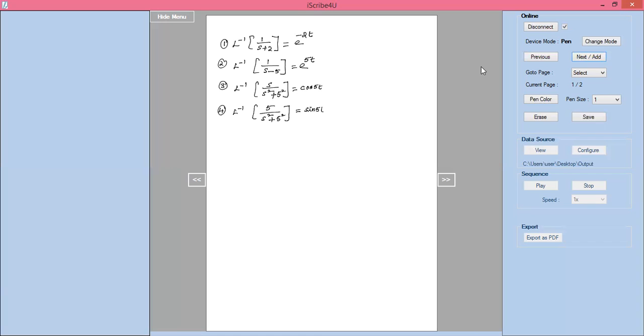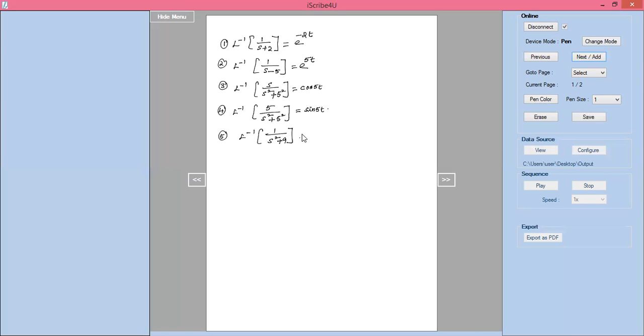Next one should be L inverse of 1 divided by s square plus 9, for example. So how do you write this one? There is no constant term in the numerator. If s is there, I will write in terms of cos. Here s is not there, so that's the way I'll write this one.